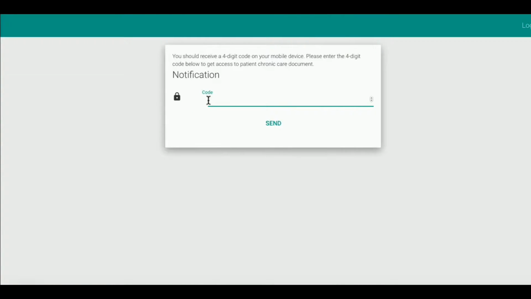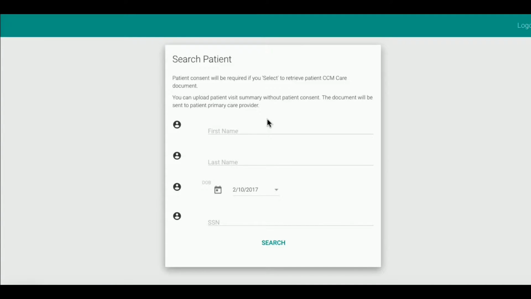The patient would give the 4-digit code to the care provider as a form of patient consent to access the CCM care plan. Please note, the patient consent is for the patient's CCM care plan only, and not for other patients. It is also a one-time secure token.